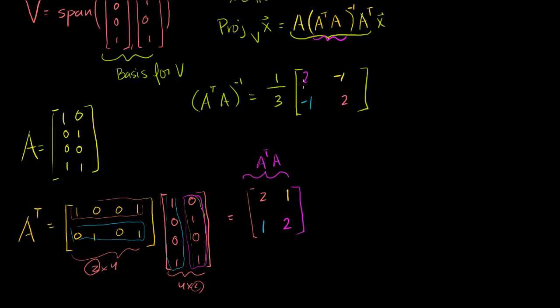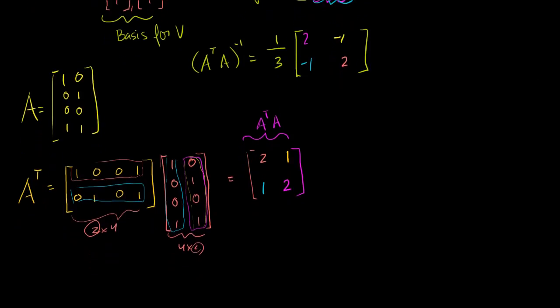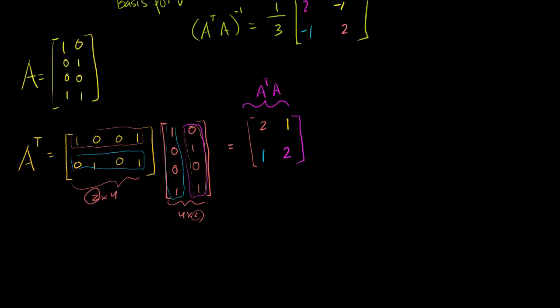We have A transpose A inverse. So this whole guy here is just this matrix. I could multiply the 1/3 into it, but I don't have to do that just yet. But let's figure out the whole matrix now. The whole A times this guy, A transpose A inverse, times A transpose. So let me write it this way. So the projection onto the subspace V of x is going to be equal to A.